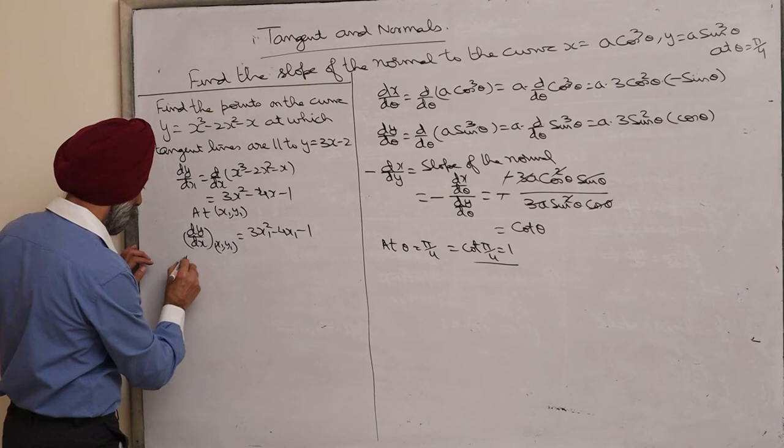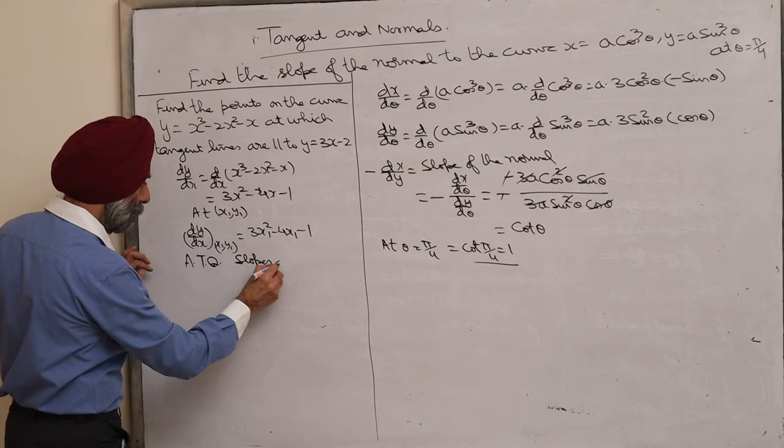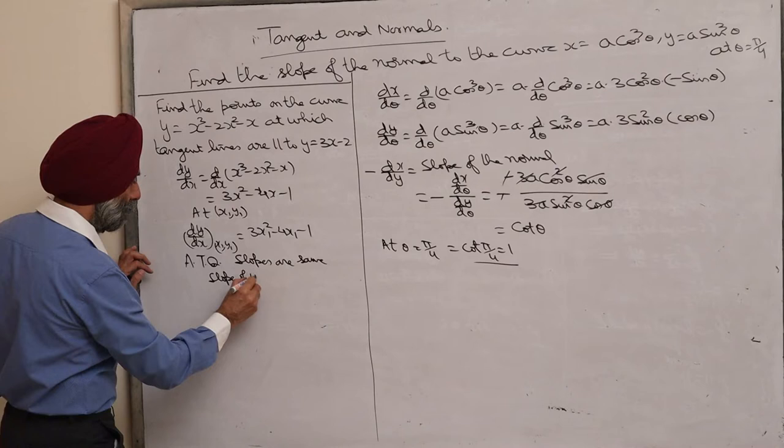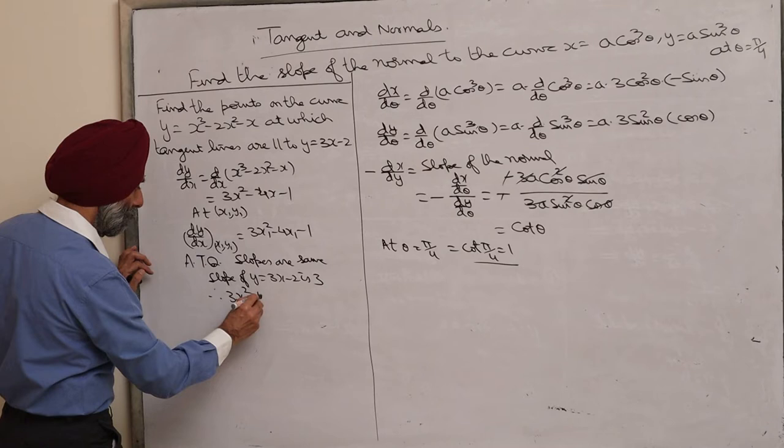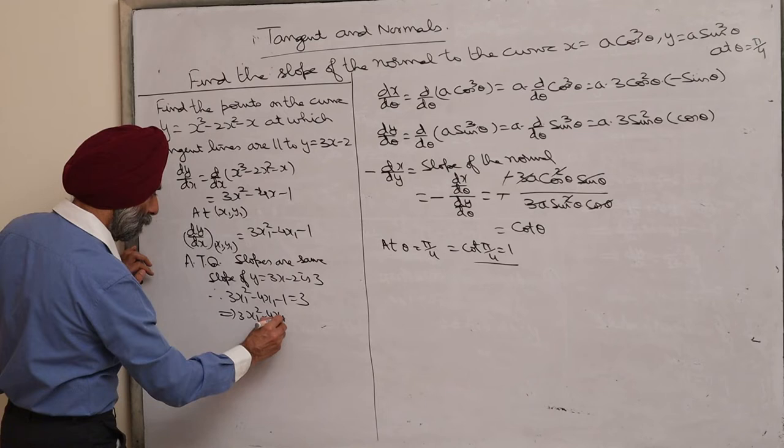Now, according to the question, slopes are same and slope of y is equal to 3x minus 2 is 3. So therefore 3x1 square minus 4x1 minus 1 is equal to 3. Or this implies 3x1 square minus 4x1 minus 4 equals 0.